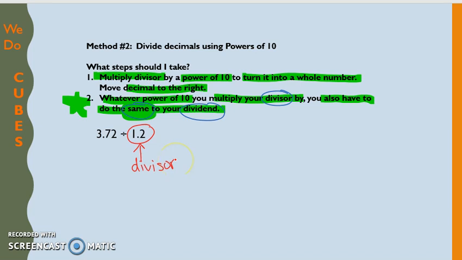and we want to multiply it by a power of 10 to make it a whole number. Well, in order to make 1.2 a whole number, we're going to have to move the decimal place one time to the right to make that equal to 12. 12 would be our whole number.